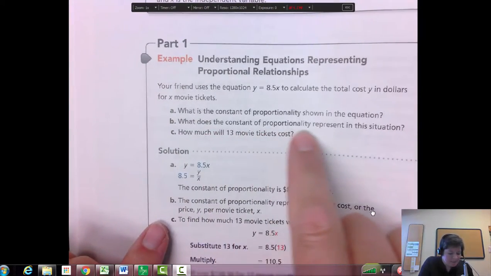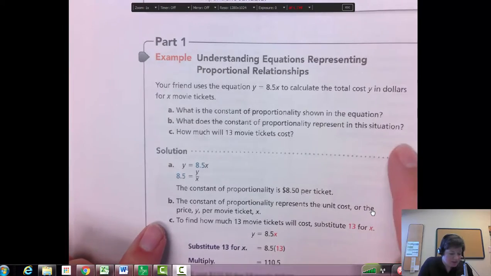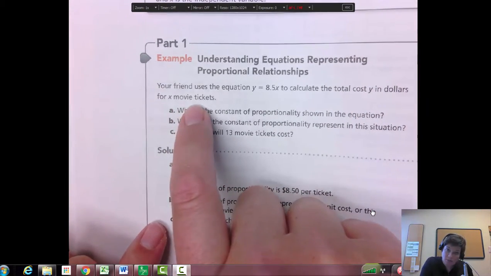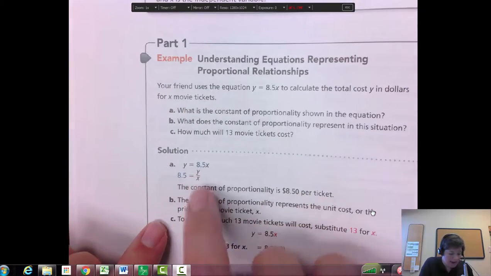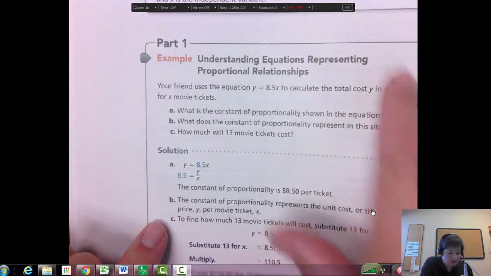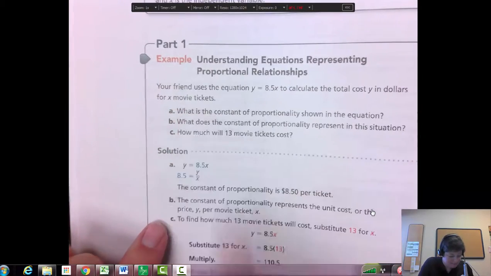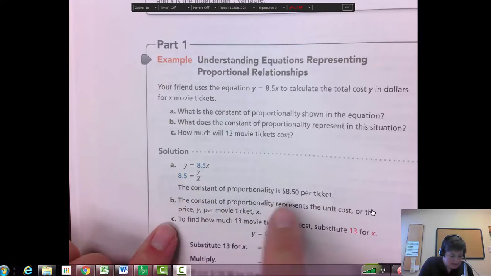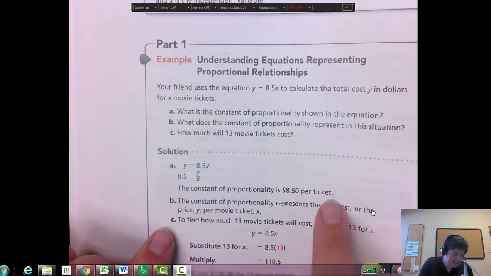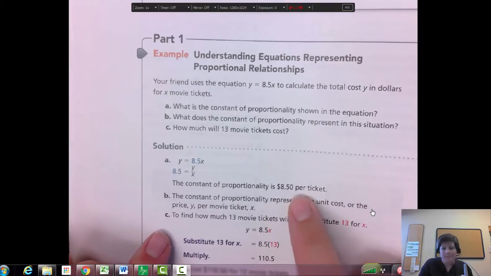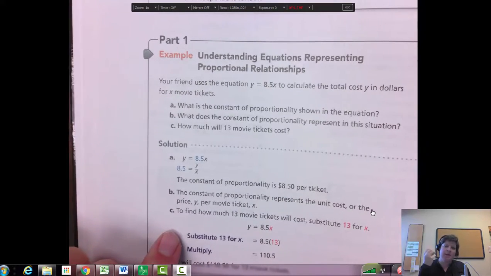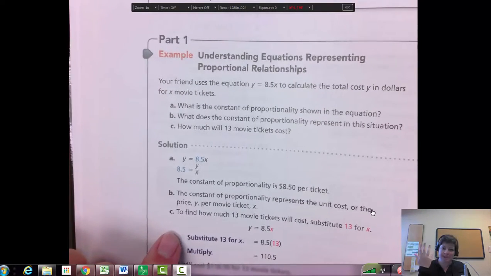What does the constant of proportionality represent in this situation? Well, we know y is the cost in dollars and x is our movie tickets. So it's y over x, the cost in dollars per movie ticket. When they write that out, it is $8.50 per ticket. So it's the cost per ticket. We always want to add that word per to that x value, which was tickets.